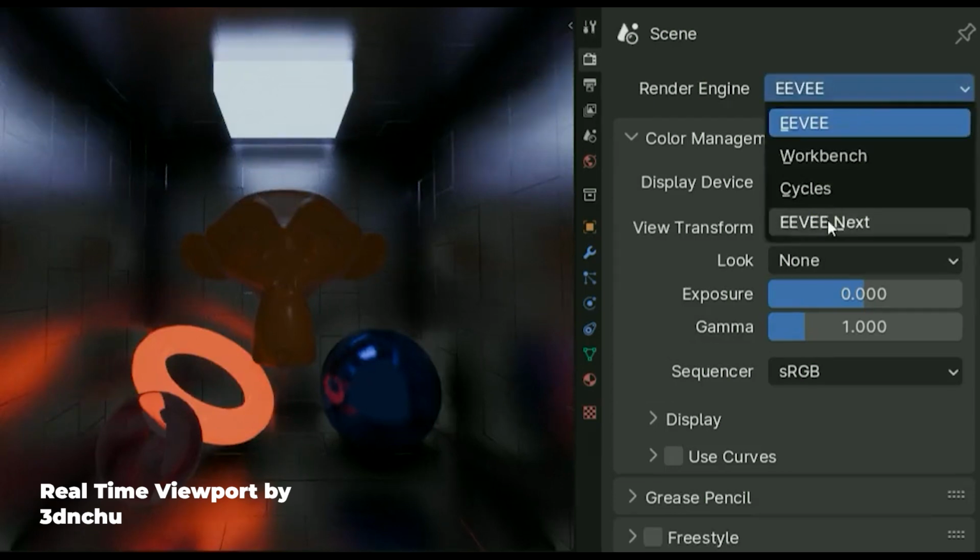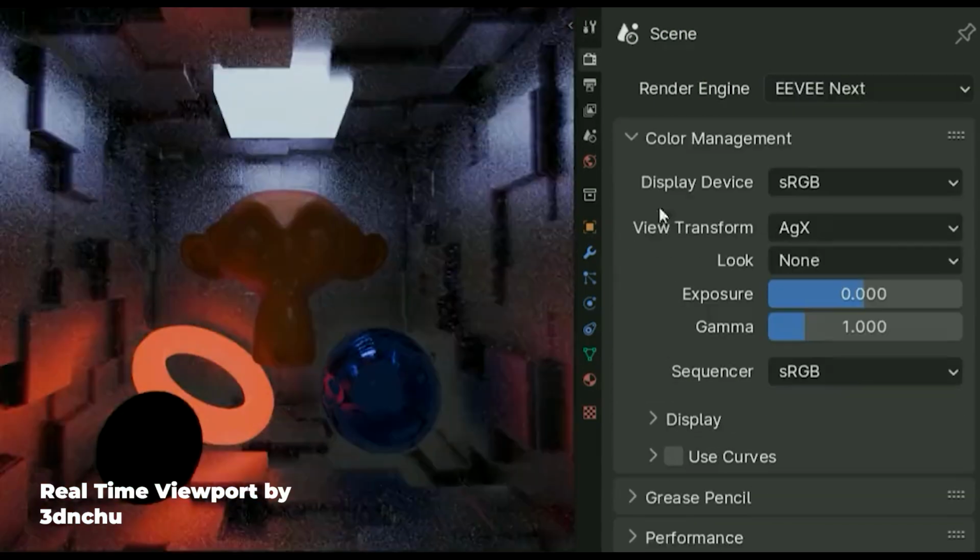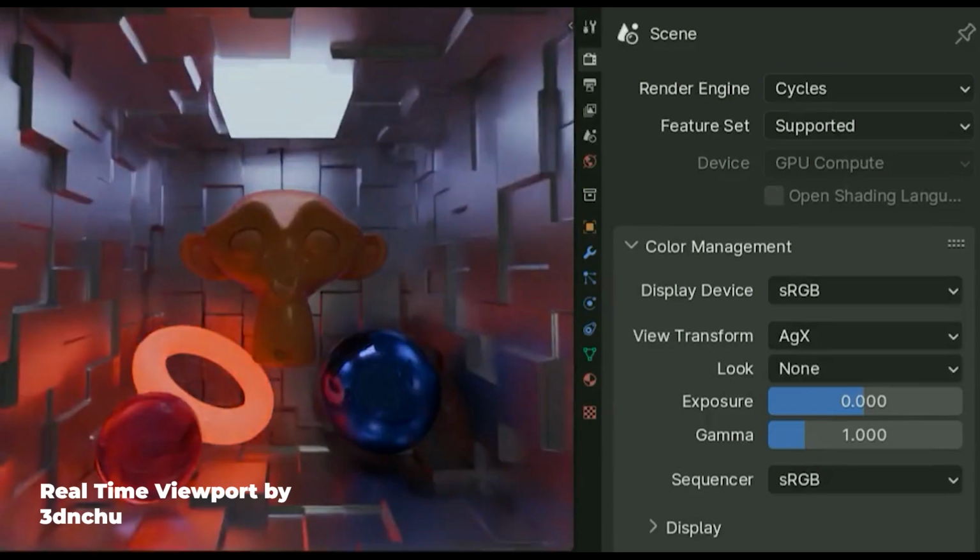There is also a real-time viewport with a comparison between Cycles and EEVEE Next. The result is pretty good.